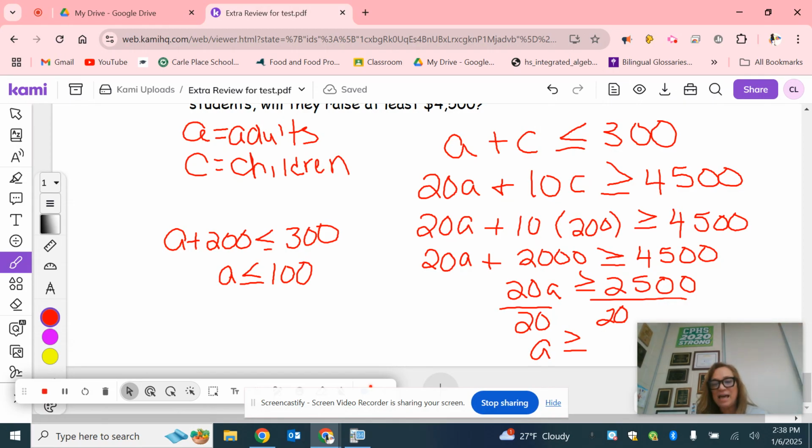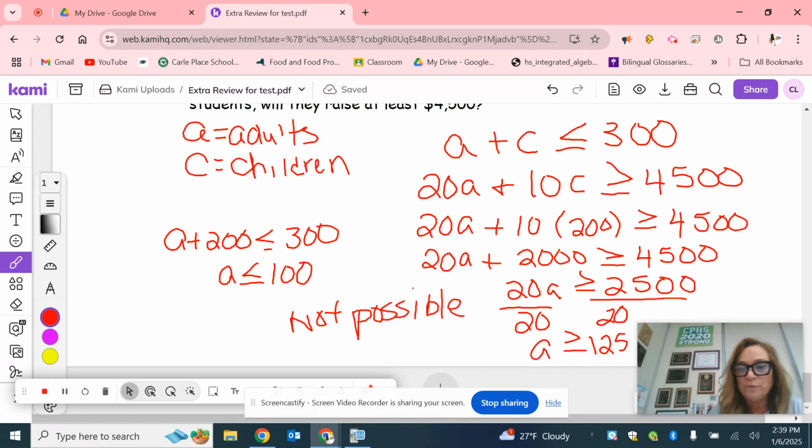So I have this contradiction here because it's saying that the adults has to be greater than or equal to 125, but then on the other side it's saying the adults has to be less than 100. Both of those can't be true at the same time. So this is not possible. Remember, you're looking for something that would make both things true. It wouldn't make both things true, so it's not possible.